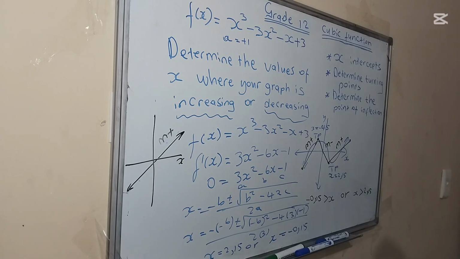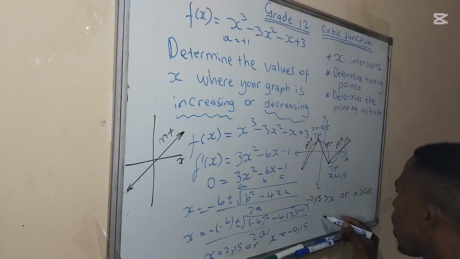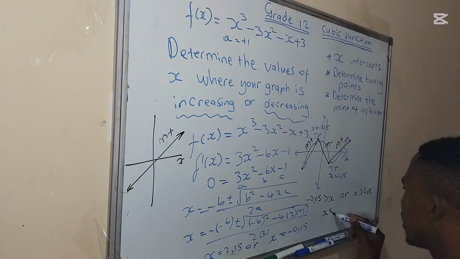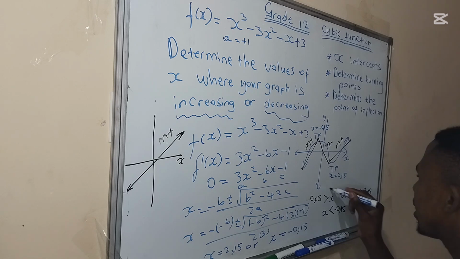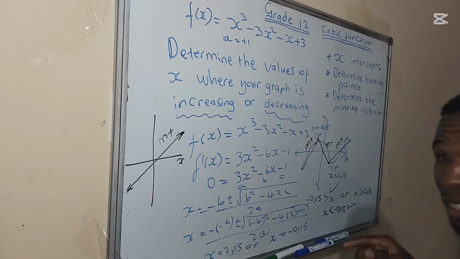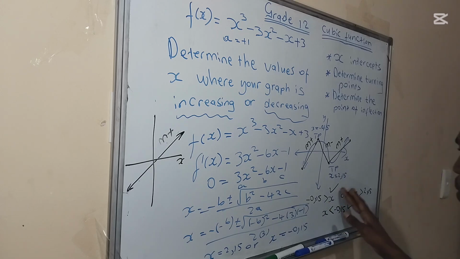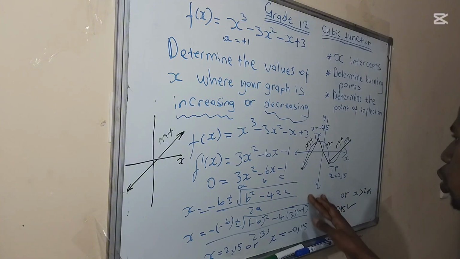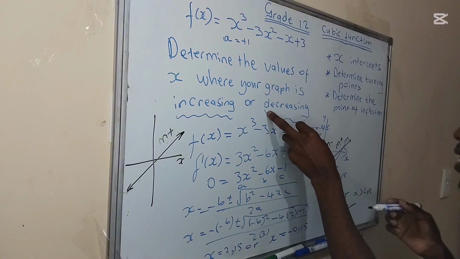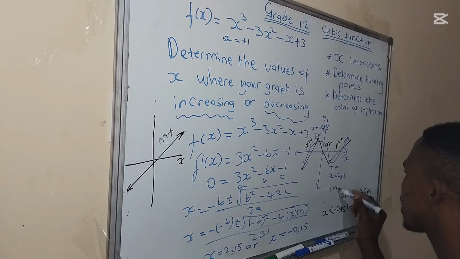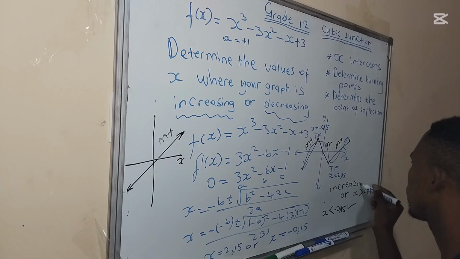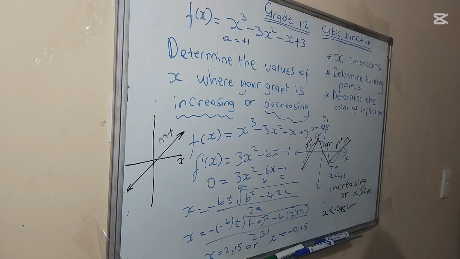Right? This is the same thing as whereby the values of x are less than negative 0.15. This and this are one and the same thing, guys. You can just write it in this form, right? There is no difference between this and this. So meaning that this is for increasing, whereby our graph is increasing, right?